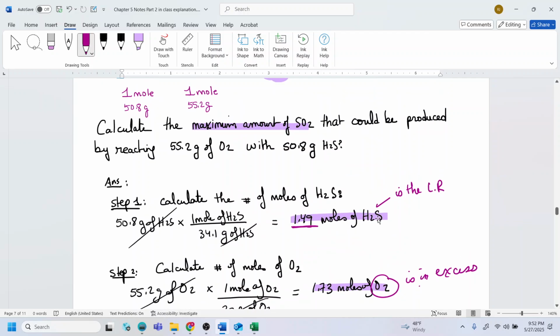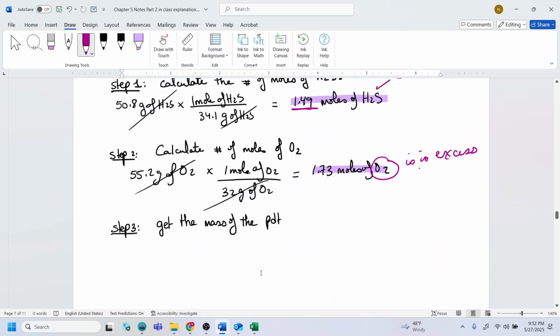So by knowing the amount of the H2S that I started with, I can relate it with the amount of the SO2 that I formed. So the rule says: get the limiting reagent, get the number of moles of the limiting reagent, which is the lowest number of moles. And then we're going to go ahead and get the mass of the product.